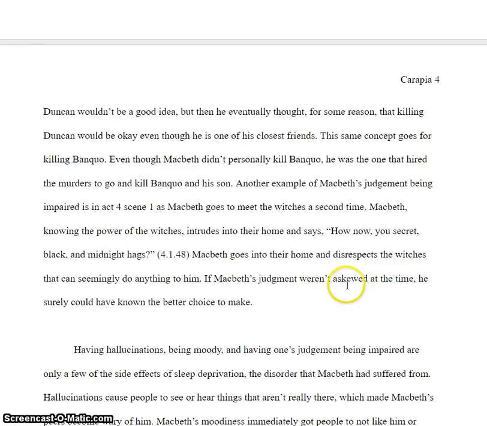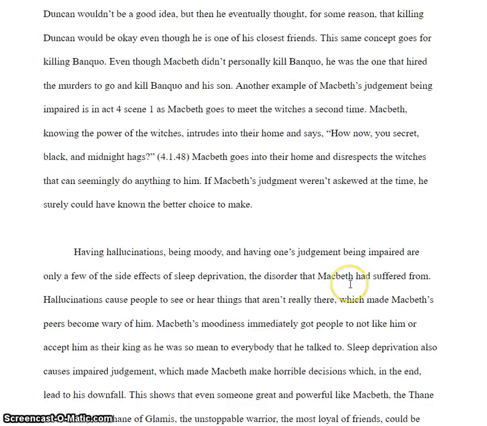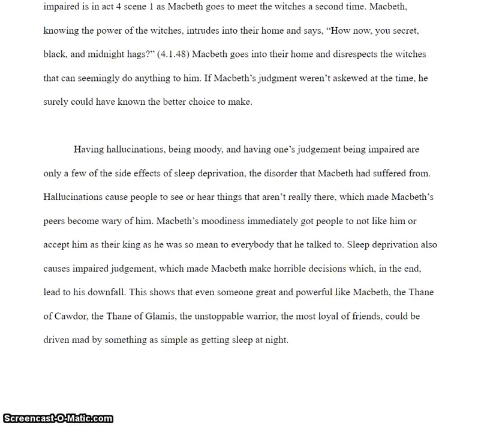Weren't askewed at the time. That's a good word choice. He surely would have known the better choice to make. So that's a good way to end that paragraph, actually. I like that, Javier. All right, so you list your main points. This whole end part I just get rid of.